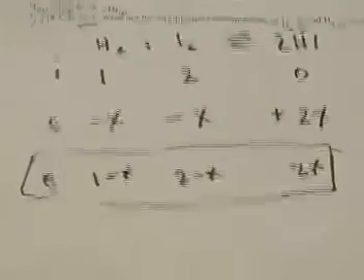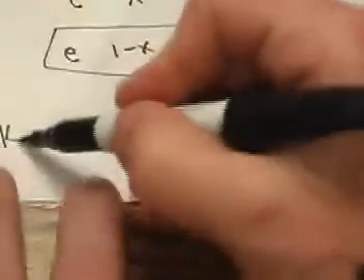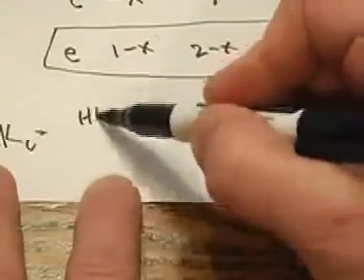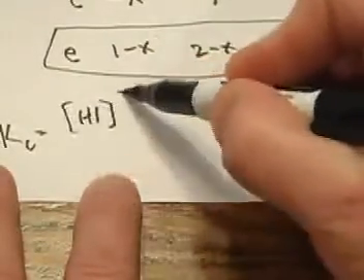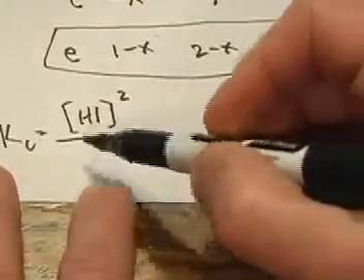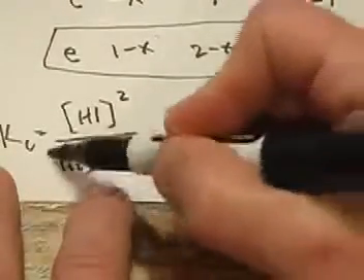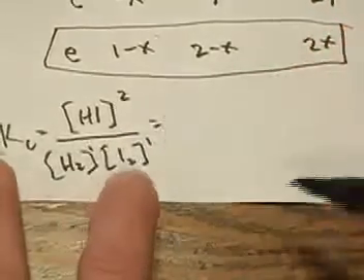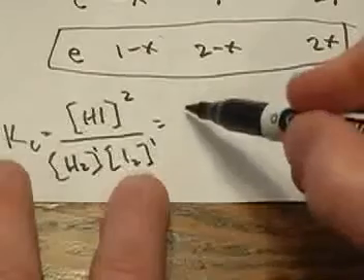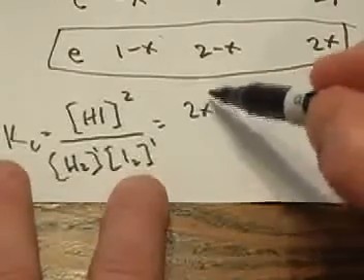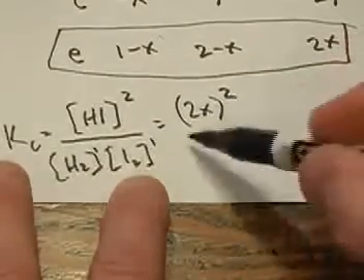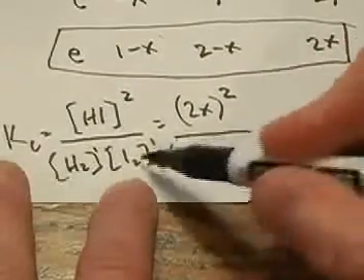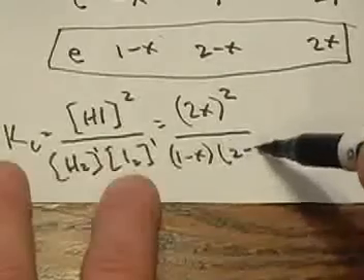HI. So the equilibrium constant expression for this, K sub C, would be products HI to the second power divided by H2 to the first power times I2 to the first power. And HI is equal to 2X, so we have to put 2X in here and then square it. H2, which is 1 minus X, times I2, which is 2 minus X.